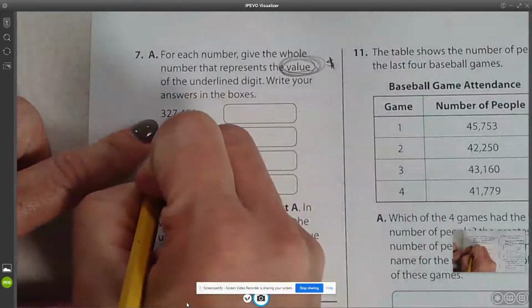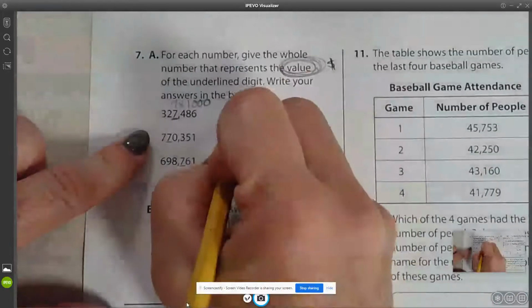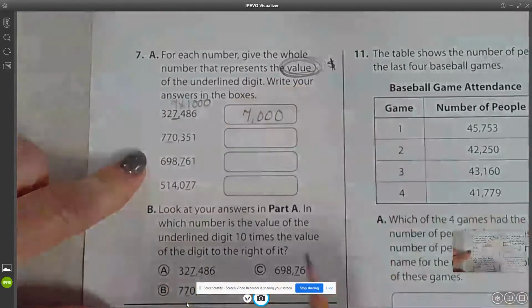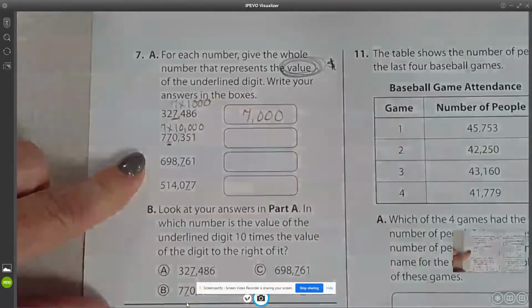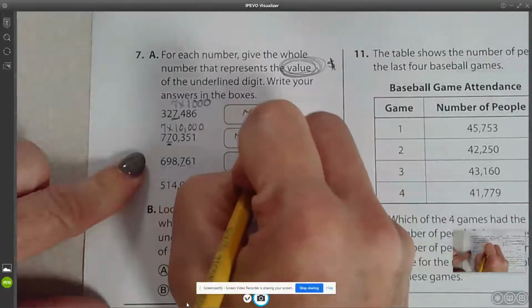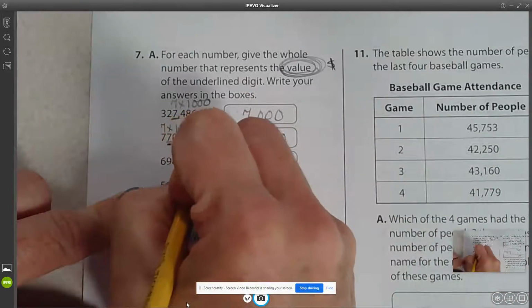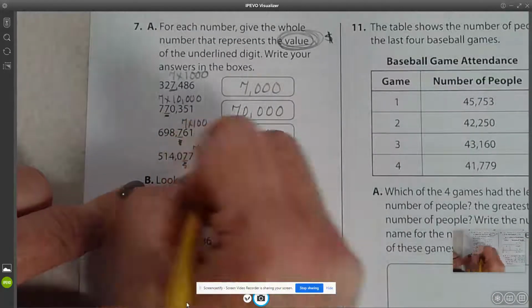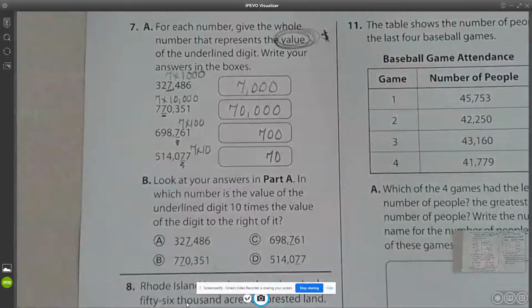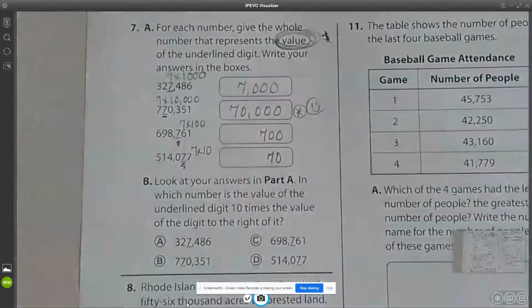So right here, I have a 7 in the thousands place. Remember? And that means I have 7 1,000s. So I have 7,000. Here I have a 7 in the 10,000s. So that means I have 7 10,000s. So that's 70,000. Here I have a 7 in the hundreds place. So that is 7 100s. So 700. And I have a 7 in the tens place. So I have 7 tens. So that 7, depending on where we put that digit, has different values. I don't know if we're talking money, that's the one I would want for sure.